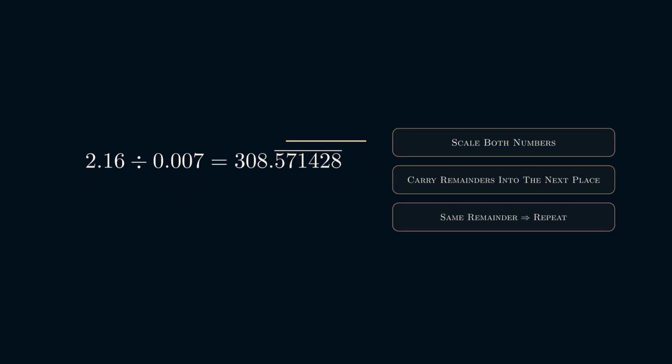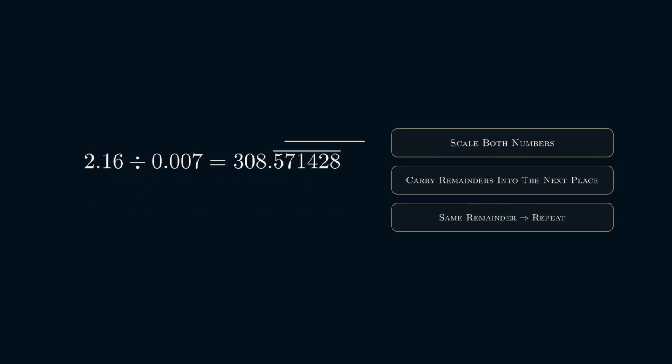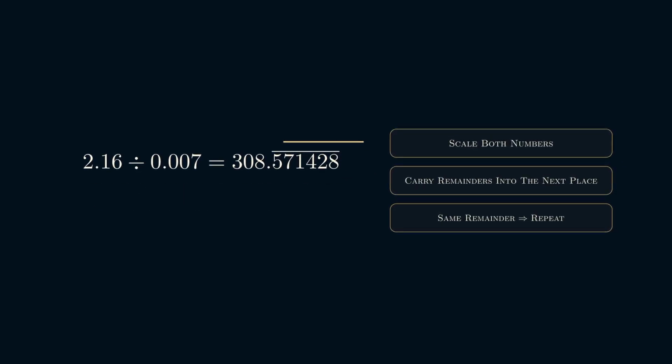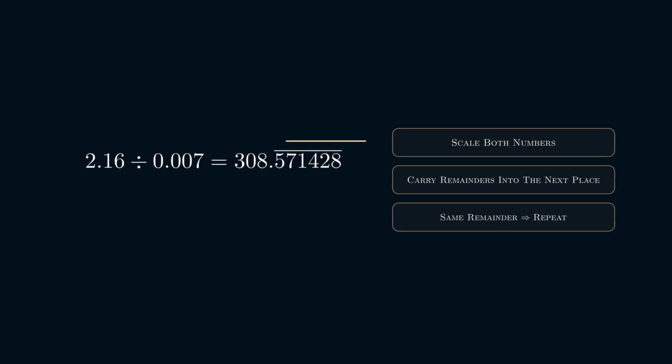That is the quiet power of this method. It keeps place value honest. It protects the zeros. And it shows exactly why the recurring block belongs where it is.